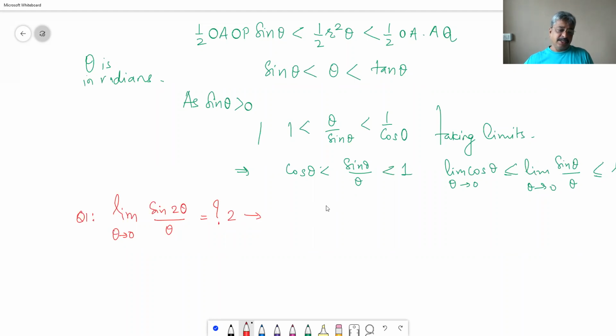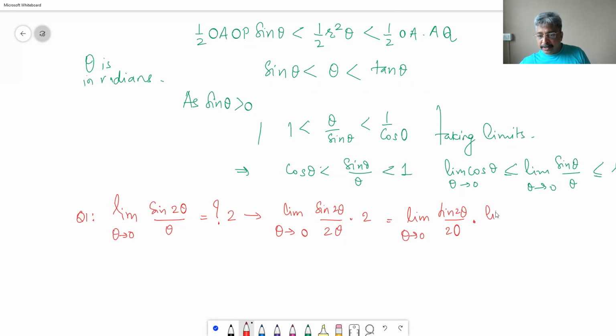So the answer is 2. And how do you get this answer? Limit sine 2 theta upon theta, as theta tends to 0, is equal to limit sine 2 theta upon 2 theta into 2, which is equal to limit sine 2 theta upon 2 theta as theta tends to 0 into limit 2 as theta tends to 0. Now, who gives us this permission to split the limit into 2 parts? That is what our product theorem is.